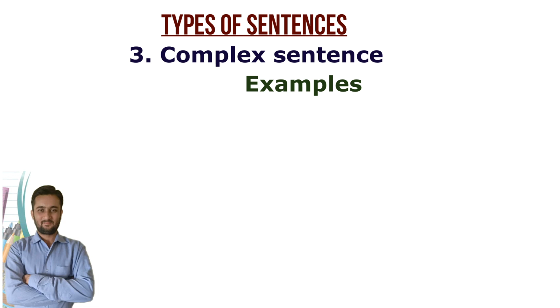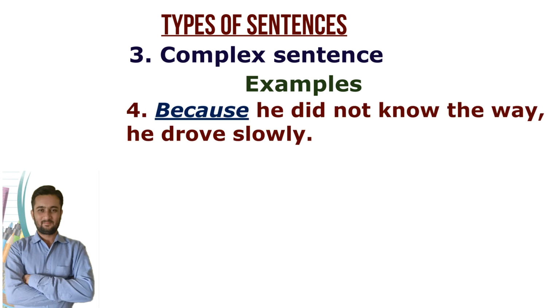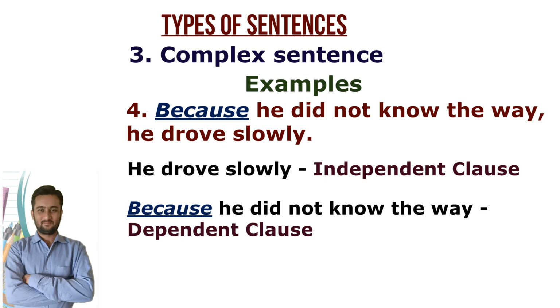Fourth example is, because he did not know the way, he drove slowly. Here the first part, because he did not know the way, is a dependent clause because it starts with a subordinating conjunction word, and the second part, he drove slowly, that part is called the independent clause.